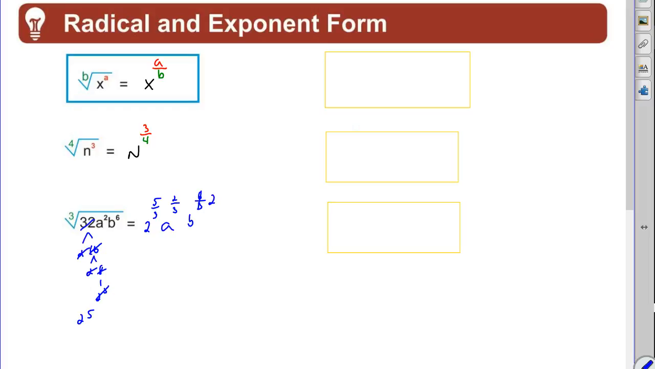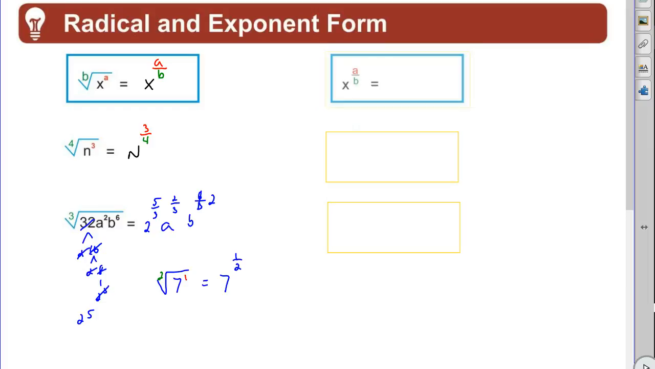Hey, and don't forget this simple fact. If I had something like the square root of 7, we don't show the 1 exponent on the 7, and we don't show the 2 index. But nonetheless, the square root of 7 is the exact same thing as 7 to the 1/2 power. Okay? So don't lose sight of that. It's something everybody should have in their mind and understand.